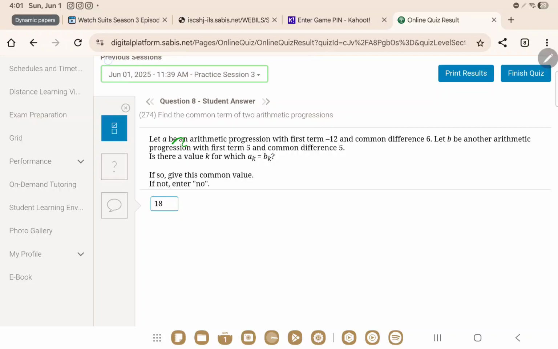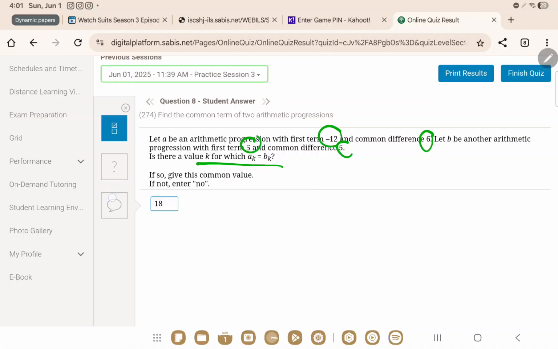Okay, let A be an AP with the first term negative 12 and common difference 6. Let B be another one with first term 5 and common difference 5. What do you do now? You need to write two equations, because you're trying to find the value where K, or n, but they called it K here, is equal for both. Let's write our equation in terms of K.